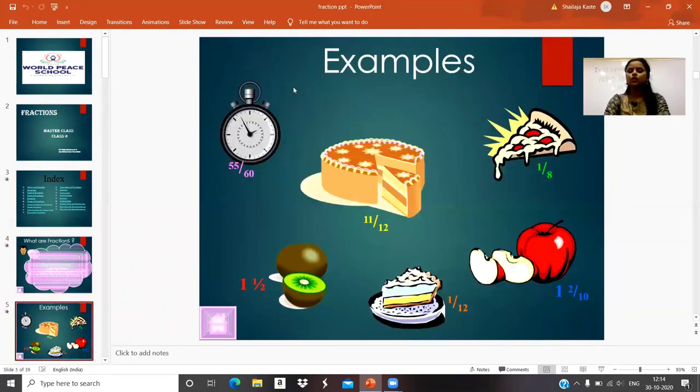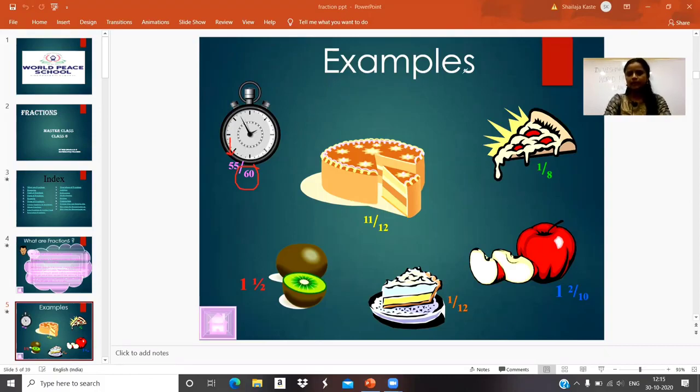The first one you all can see here is a clock. This clock is an example of fraction. In 1 hour there are 60 minutes. Here a total of 55 minutes is shown, so the fraction would be 55 divided by 60.